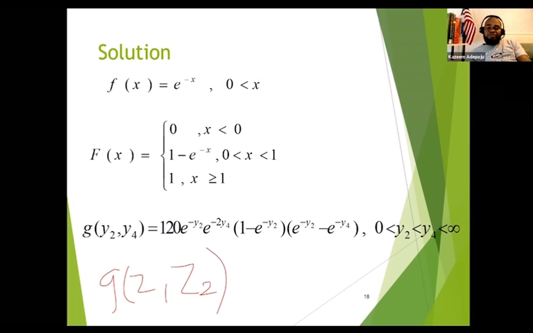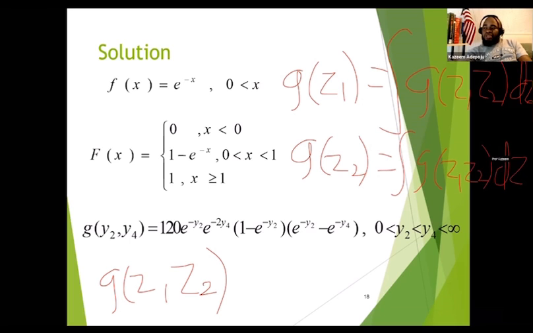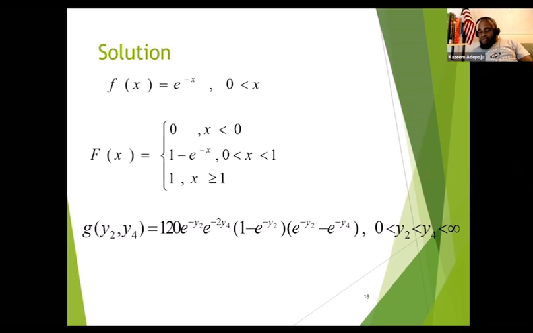Now, when you have g(z1, z2), you can find g(z1), which is the marginal, so which is going to be the integral of the joint with respect to that. You're going to do the same thing for this one here, which is the integral of g(z1, z2) dz1. This one is dz2. At the end of the day, if the product of this multiplied by this actually gives you the joint, then you've already shown that z1 and z2 are independent. I'm actually going to walk you through that in class on Monday.